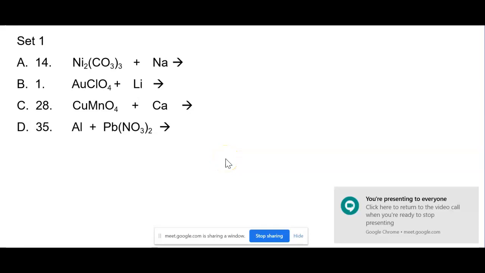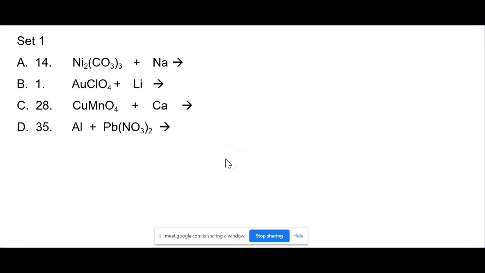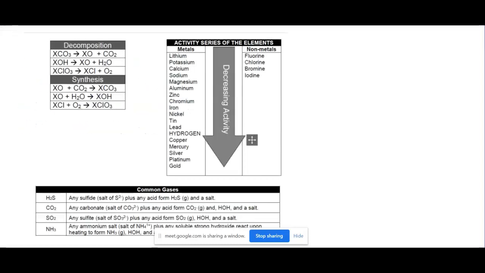So what I need you to have out is your periodic table. Do you have that? And then do you have the sheet? You'll have to bear with me because I'm trying to do this remotely, so it's kind of funny. Do you have that sheet out?